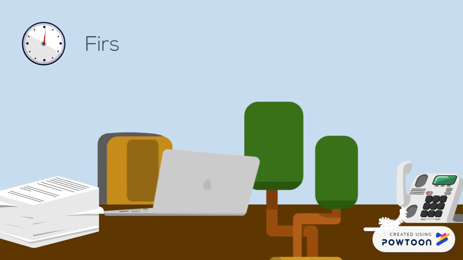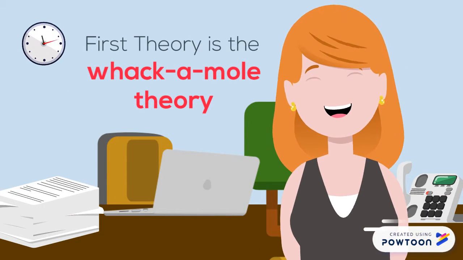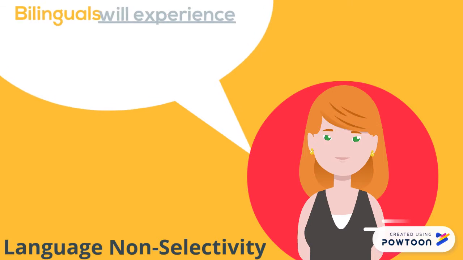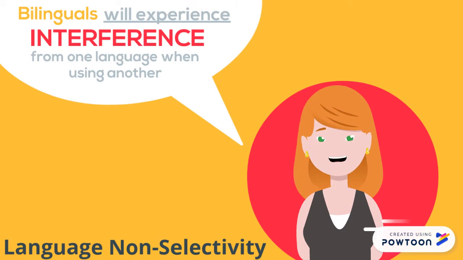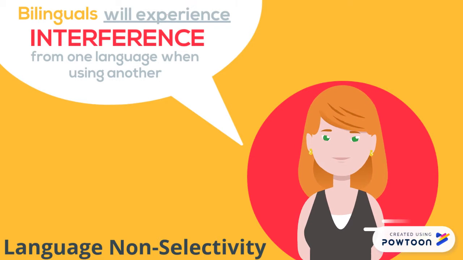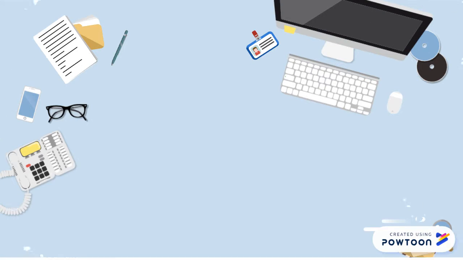The first theory is the whack-a-mole theory. This theory coordinates with language non-selectivity. It predicts that bilinguals will experience interference from one language when using another, meaning you can't turn one language off.